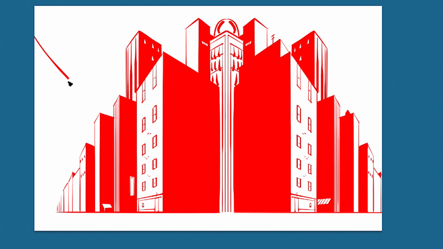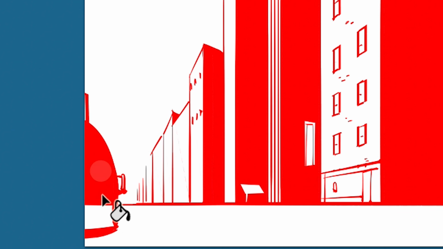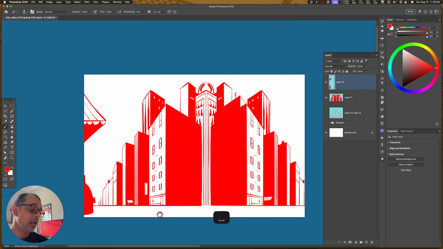So maybe what I'll do is I'll draw the hint of another awning. Like there's something that's basically in the immediate foreground. Maybe there's like a fire hydrant. Something that can just give this scene a little bit more depth. So I'll go ahead and blacken that in.